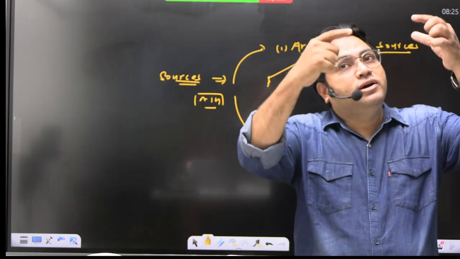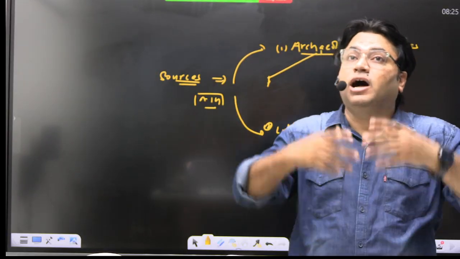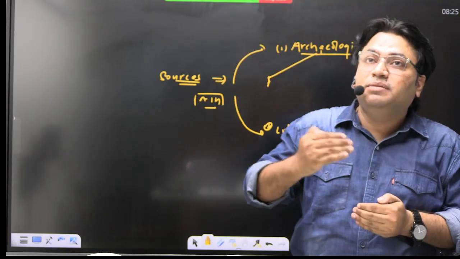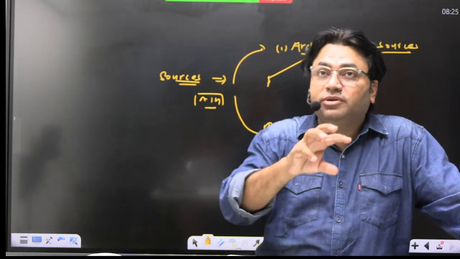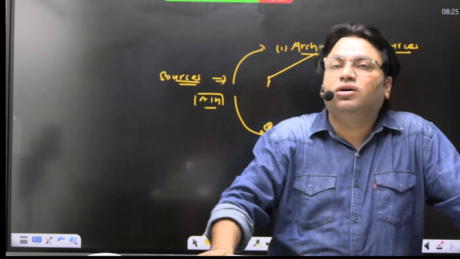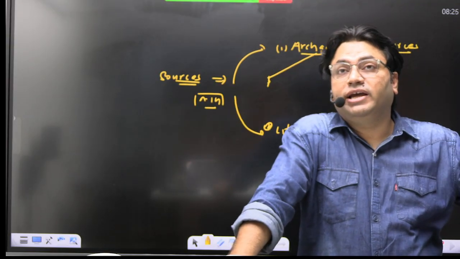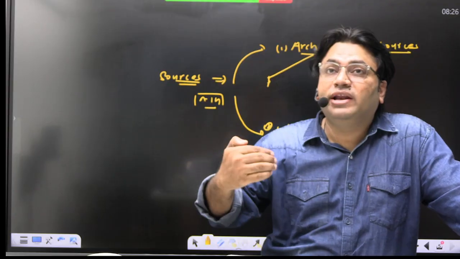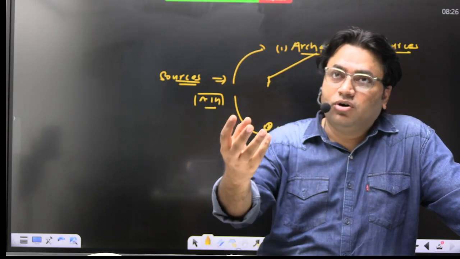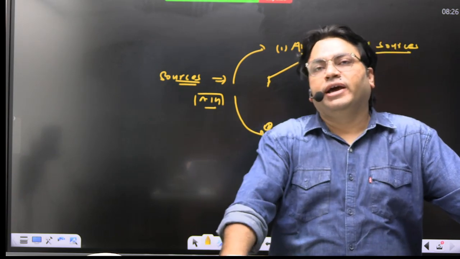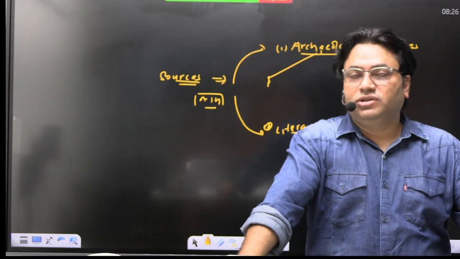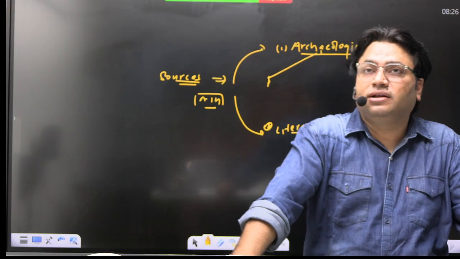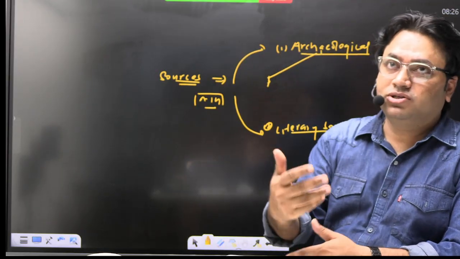If something has been written on an iron pillar, a pillar made up of iron, that will be called iron pillar inscription. Something has been written on a stone pillar, that again will be called stone pillar inscription. Something has been written on coins, some marks, some symbols have been inscribed, that will be called coin inscription. Got it? So we also get coins from the archaeological excavation. So these things can be archaeological sources also. At the same time, if something has been written, this can be a literary source also.